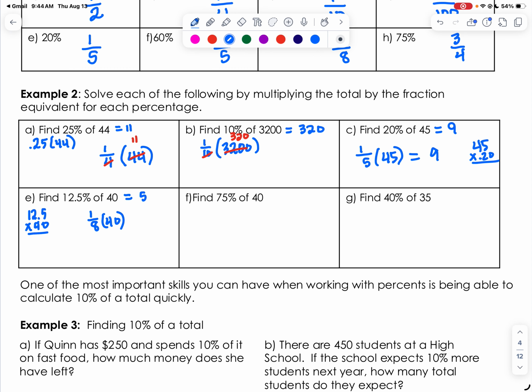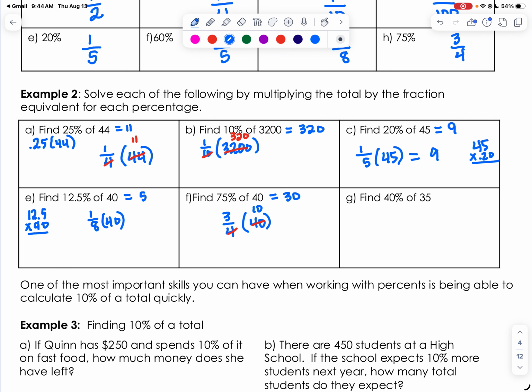All right, 75% of 40. Pause the video and try this problem on your own. When you're ready to check your answer, press play. All right, welcome back. Hopefully you remembered that the fraction equivalent for 75% is 3/4. So 4 will go into 40 10 times, and we're left with 3 times 10, which is 30. So 75% of 40 is 30.